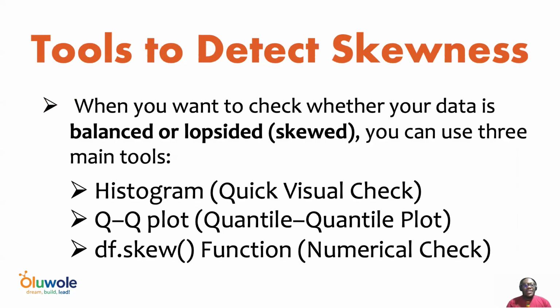All right. So what are the tools you use in detecting skewness? When you want to check whether your data is balanced or lopsided, if I ask you about data lopsidedness, I'm still talking about your data skewness. You can use these three main tools. You have the histogram, a very quick visual check. Histogram is one of the quickest ways to check if your data is skewed. Then you have the QQ plot.